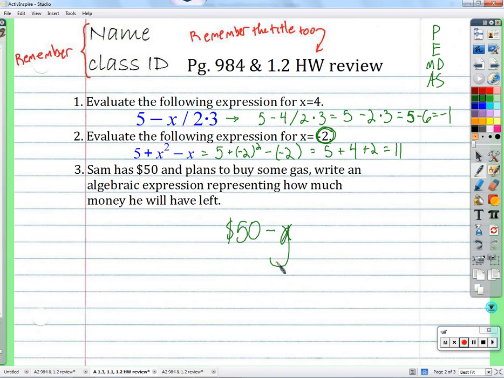Okay? And his total amount of money is going to reduce. That would be in algebra what we call subtraction. We're going to subtract the amount of money that we spend on gas. It could be X, it could be G, it could be P for petroleum, it could be anything that you want. But 50 minus some unknown value. When we know how much money he spent on gas, we'll plug that in and we'll know how much he had left.